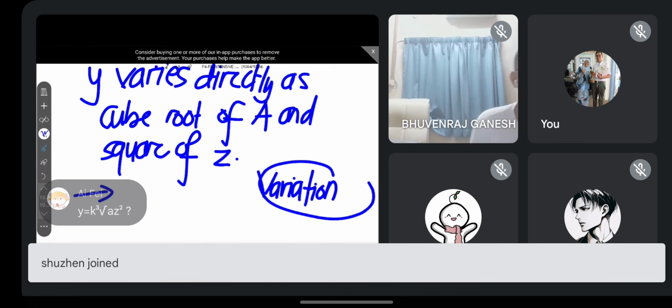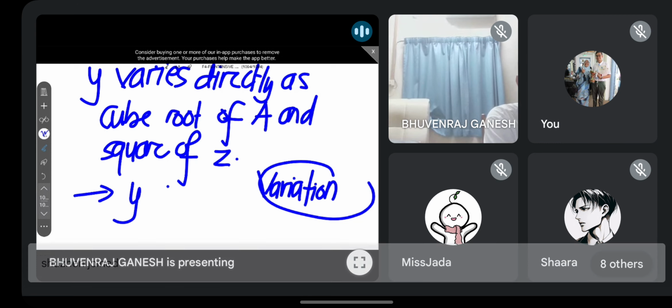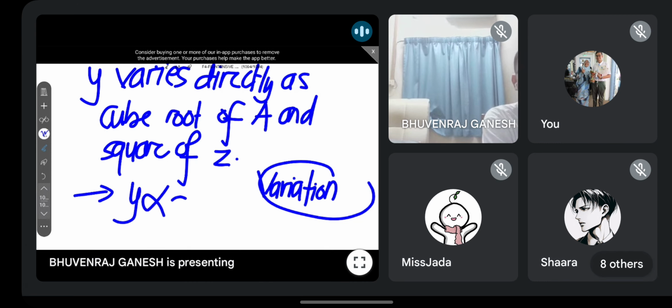Yes, correct. Okay, Y berubah secara langsung dengan alpha K. Faham. Kamu buat macam ni. Okay, kamu buat. Oh, yang tu bentuk persamaan. Jangan confuse. Now we're talking variation, bukan equation. When they ask bentuk ubahan variation, you must have symbol alpha. Okay, don't state equal to.